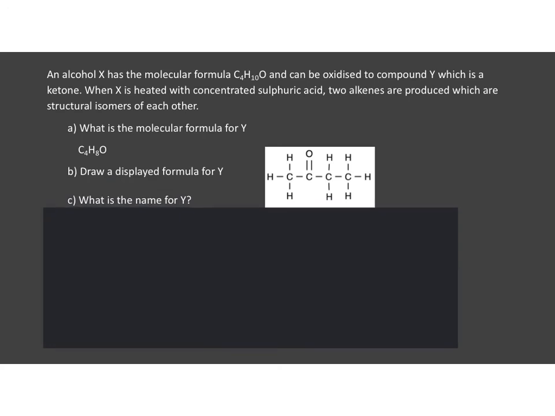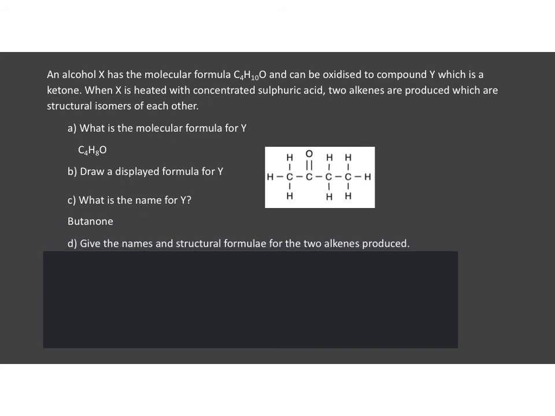What's the displayed formula for Y? Well, Y, it tells you, is a ketone. You've only got 4 carbons, so it must be that structure, because as we noticed earlier, if that C double bond O was on the first carbon, that would of course be an aldehyde, and that is the name butanone, as we've said.